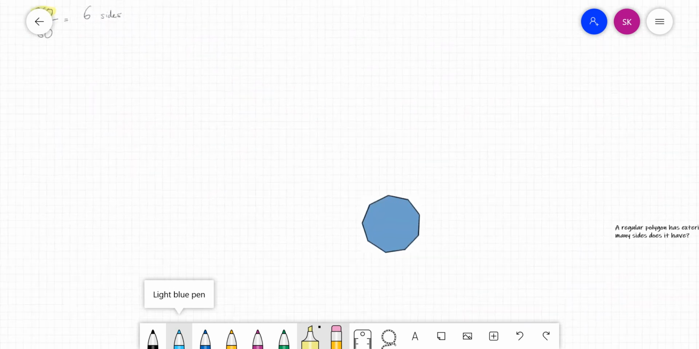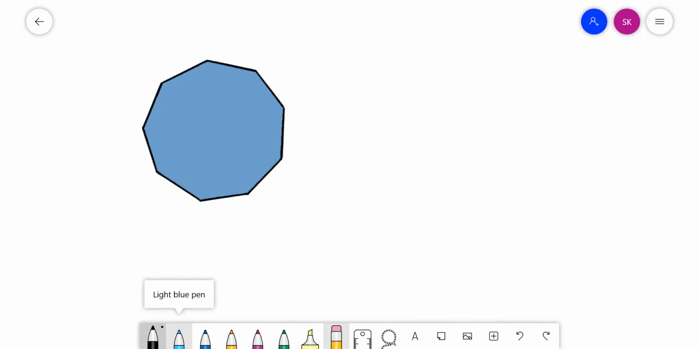Let's go and do another example. Here we have example 3, and I do want you to have a go at this one. I'm telling you it's a regular shape. I want you to tell me what one exterior angle of this shape is equal to. Pause the video and have a go now, please.